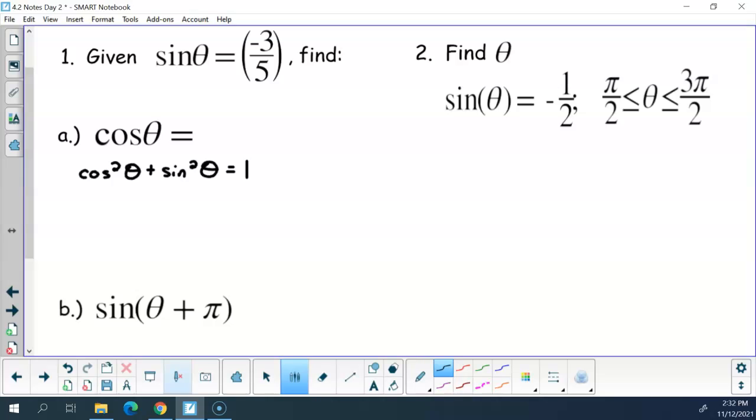So we get that. Cosine squared is going to stay cosine squared. Sine squared is going to be negative 3/5 squared. And that's going to equal 1. So cosine squared is plus, what do we got there, 9/15 or 9/25? Yeah. It's going to equal 25/25.